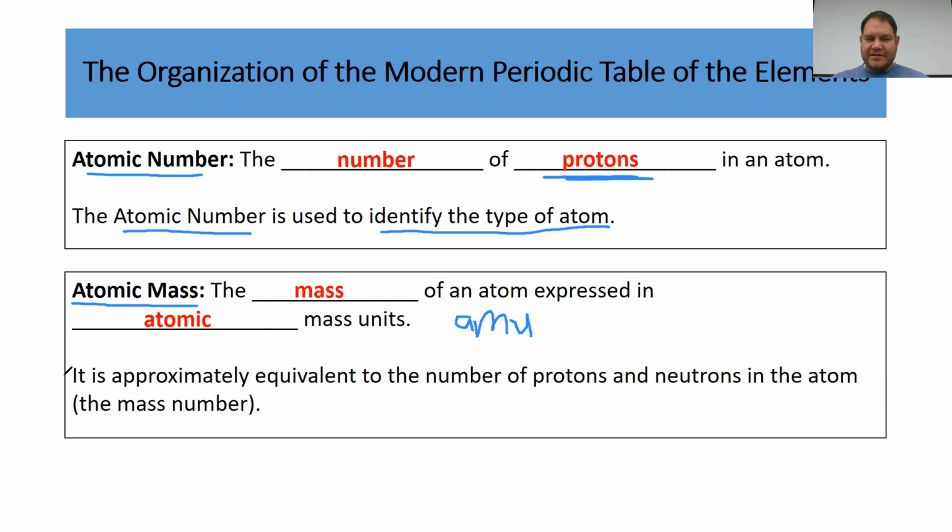So we'll talk a lot more about the atomic mass units and the atomic mass at a later date, okay? Now, down here is an important point that I want to make note of. It's approximately equal, okay? So the atomic mass is approximately equal to the number of protons and the number of neutrons in an atom. Now, the total number of protons and neutrons in an atom is known as the mass number, okay? And the mass number is a whole number and not a fractional number like the atomic mass is, okay?